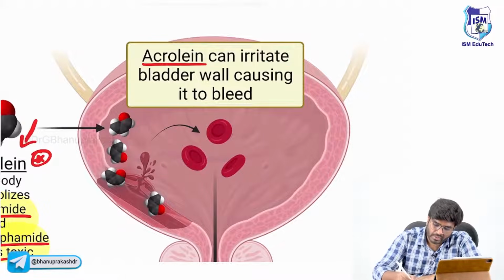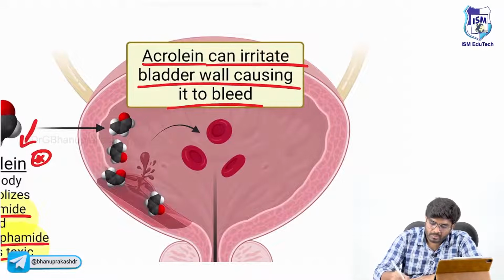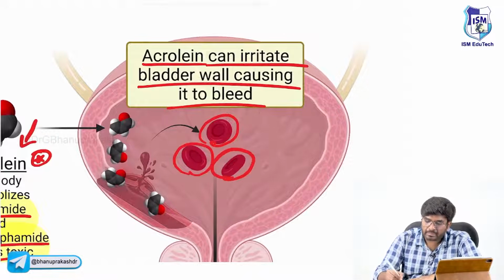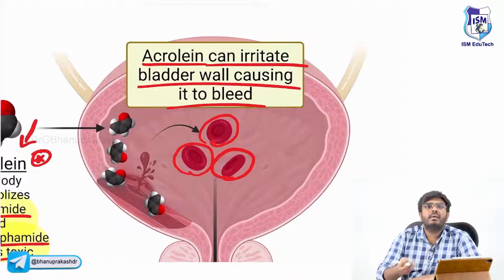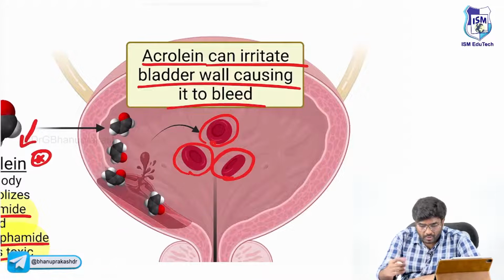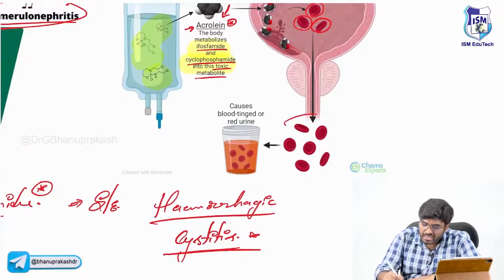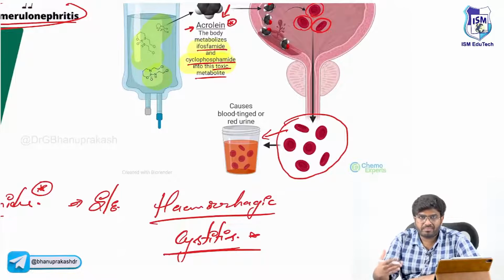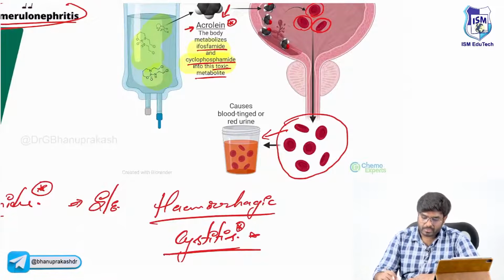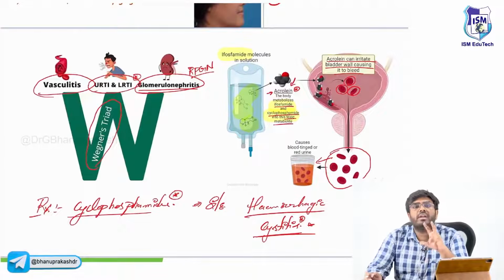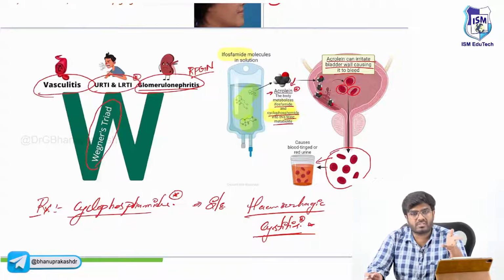What this acrolein will do is cause irritation to the bladder. So the bladder is getting inflamed and it is bleeding. There is inflammation followed by bleeding. So cystitis, hemorrhagic. Hemorrhagic means bloody urine. Bloody urine is going to come out. Hemorrhagic cystitis, inflammation of the bladder, because of acrolein. Acrolein is the metabolite of cyclophosphamide or ifosfamide.